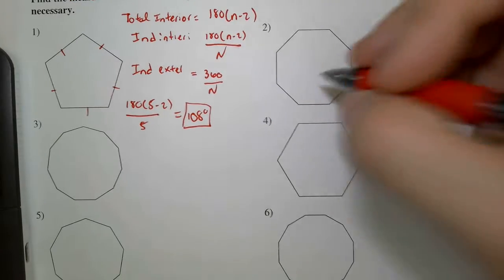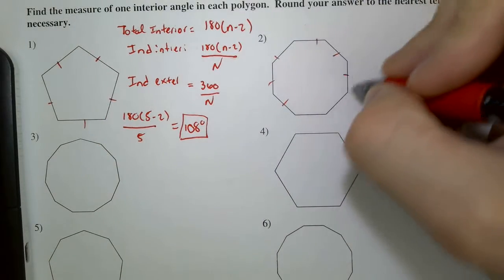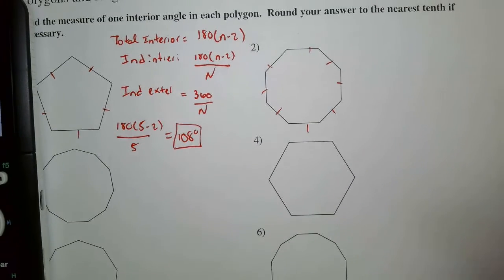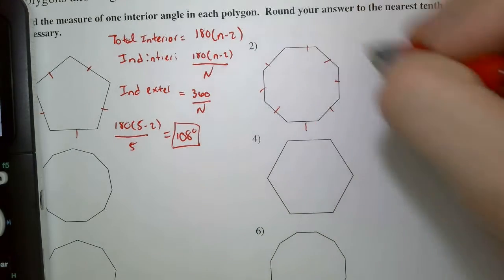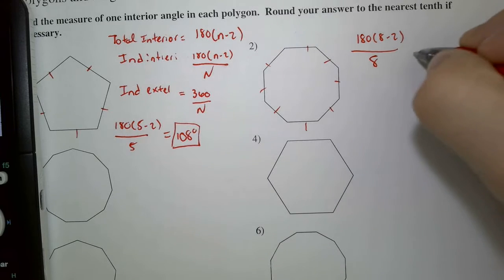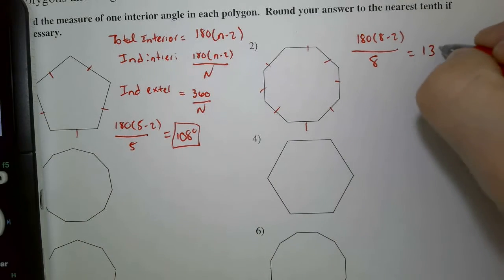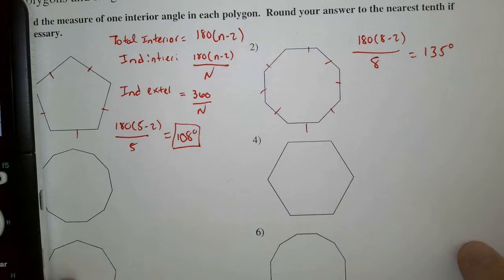We're going to do it on the next one, and then I'm going to show you a trick. Okay, we have 1, 2, 3, 4, 5, 6, 7, 8. By the way, these tricks only work for regular polygons. If they're not a regular polygon, then you have to use the top formula, 180 times n minus 2. So here we have 8 sides. We got 180 times 8 minus 2 divided by 8. And if you do that, you get 135 degrees, okay? Which is fine. That's great.